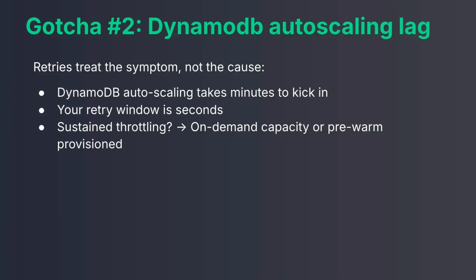Rule number 2, DynamoDB autoscaling lag. If you are getting throttled on DynamoDB, autoscaling can take up to a few minutes to kick in, which is much longer than your retry window. If you are seeing sustained throttling, consider switching to on-demand capacity or pre-warming your provisioned capacity.